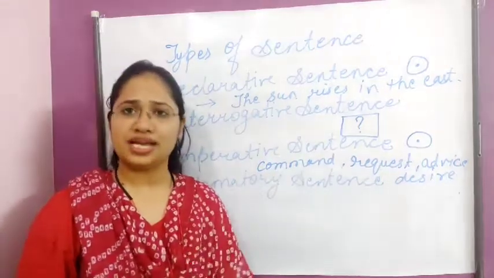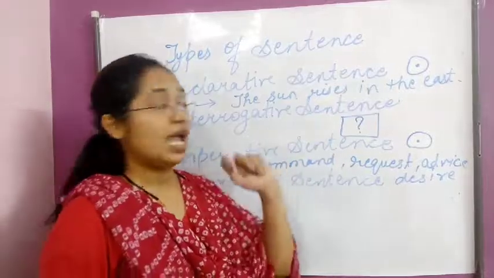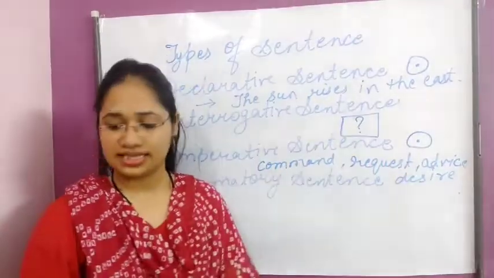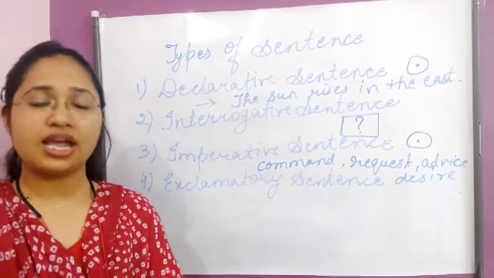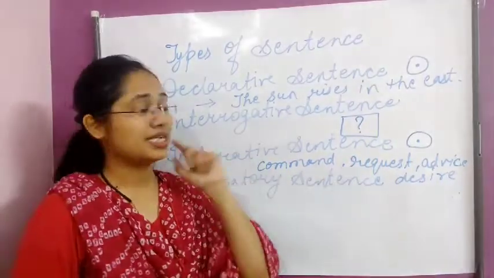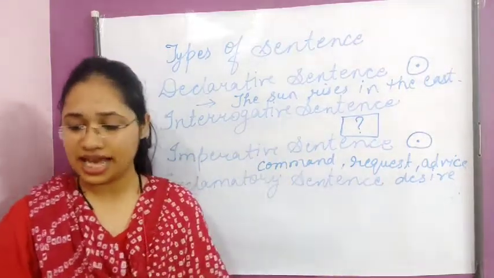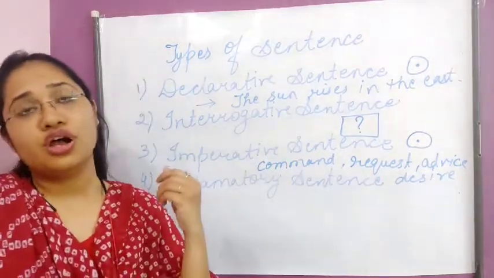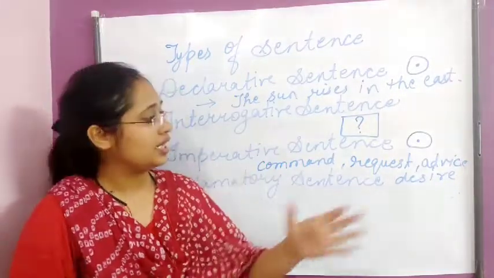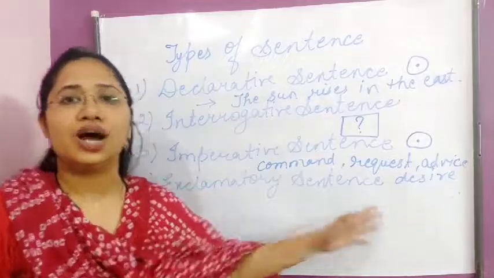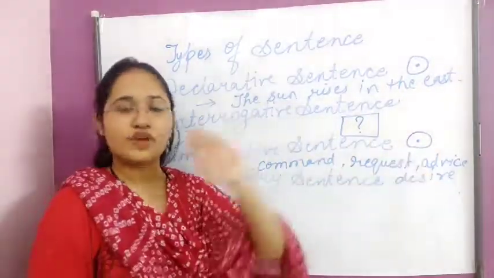Request, like please give me a glass of water. The full stop is there, and that is an imperative sentence. Advice, like you must exercise every day to stay healthy. These are advice, but that is an imperative sentence. And desire, like I wish I would go abroad. That is the desire, and that also counts as an imperative sentence and ends with the full stop.